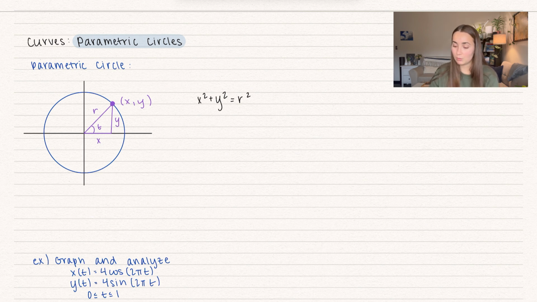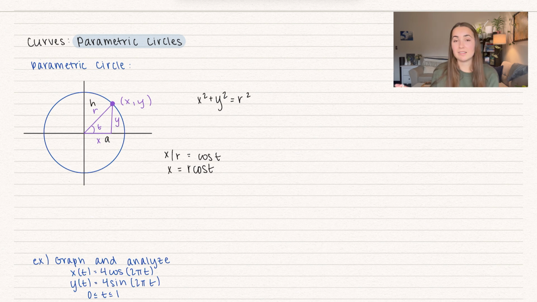Let's go ahead and begin with finding x. Now I know in relation to the angle, x is my adjacent leg, and I know that the radius is my hypotenuse. So using SOHCAHTOA, right, we know that x divided by r is equal to cosine of t. Now, if I multiply both sides by r, I get x is equal to r times cosine of t, right? Now I was able to find the x position in terms of our parameter t.